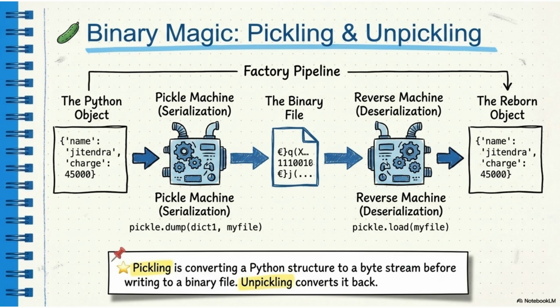This process serializes Python objects into a byte stream to be stored in a binary file. Unpickling simply reverses this process to retrieve your original data.